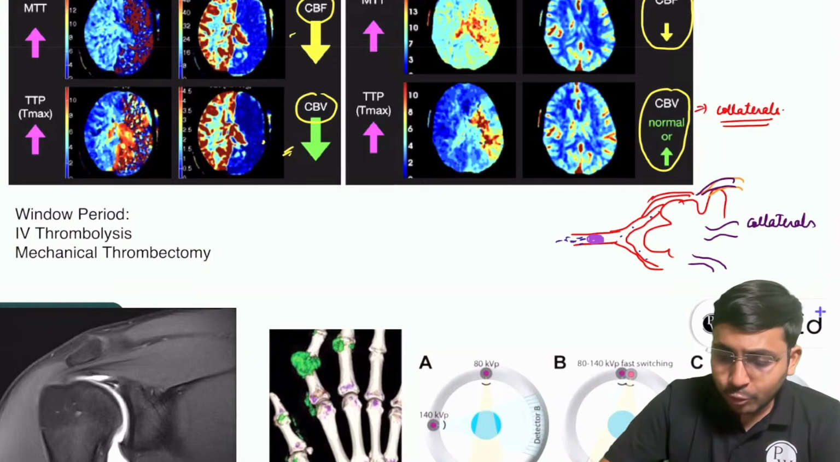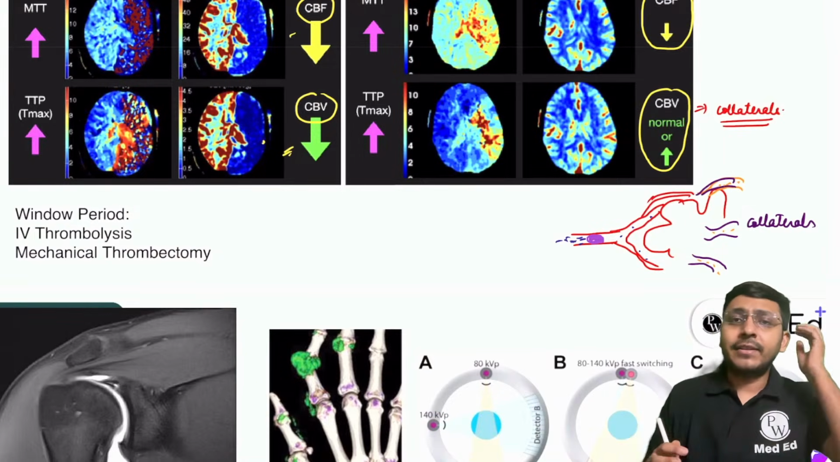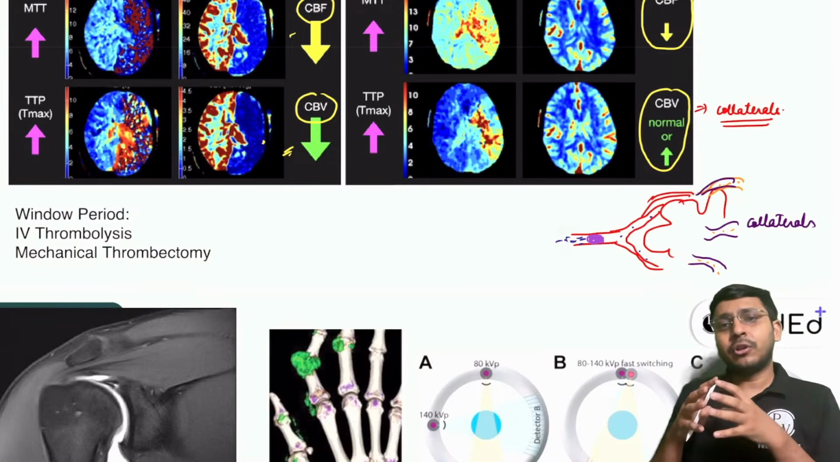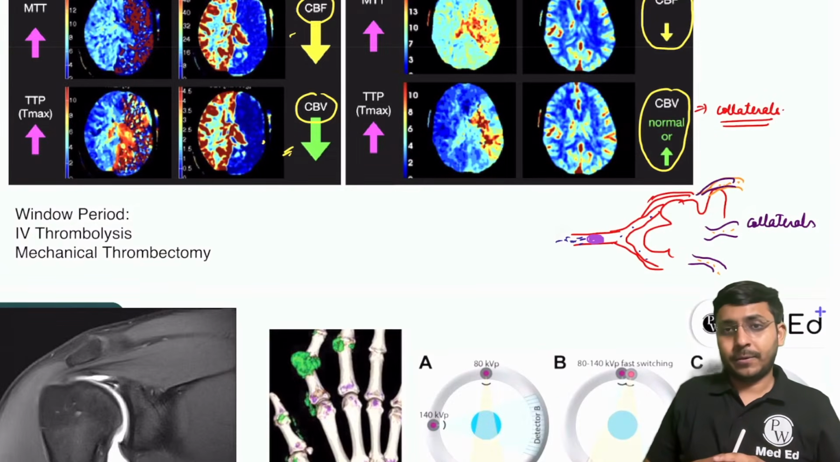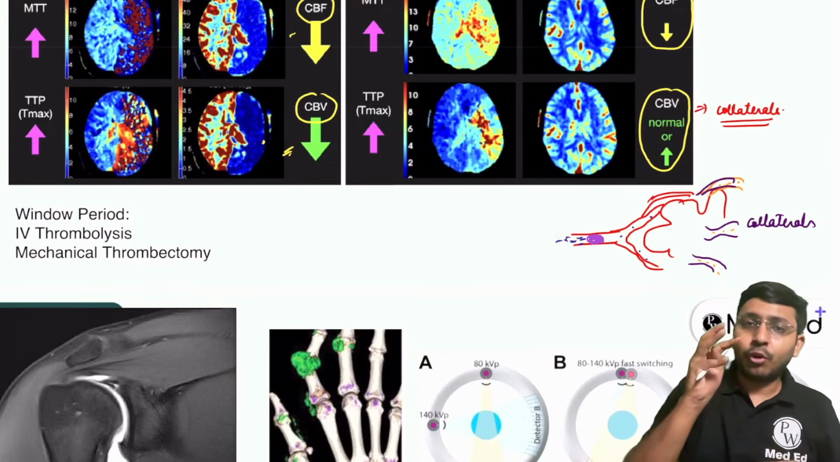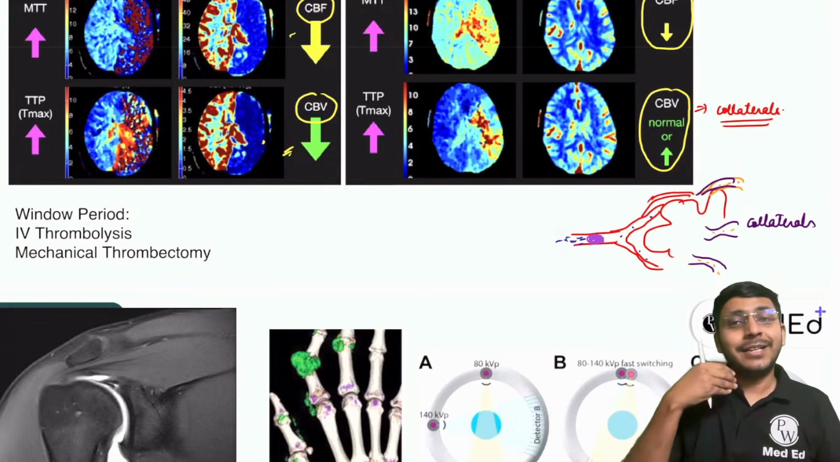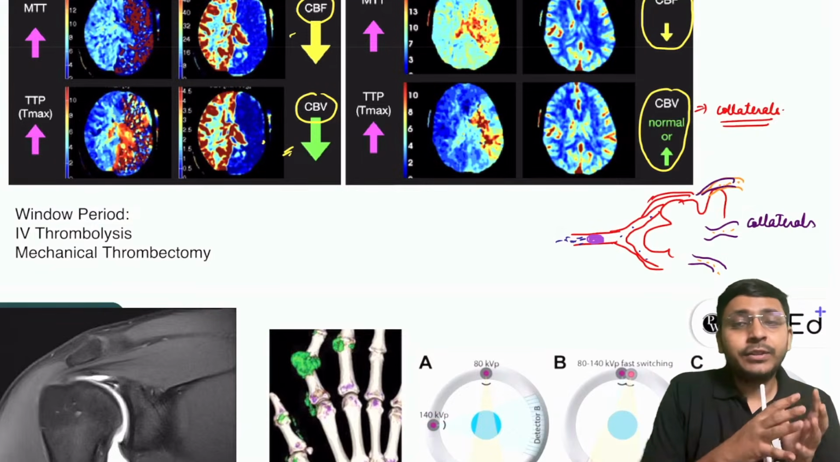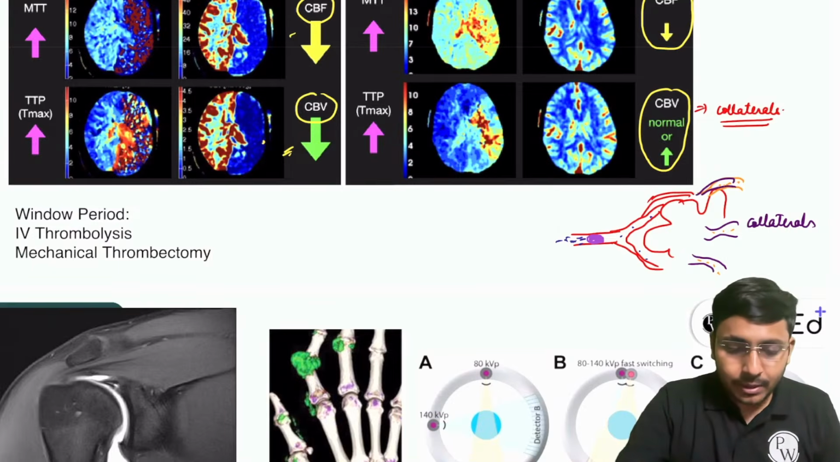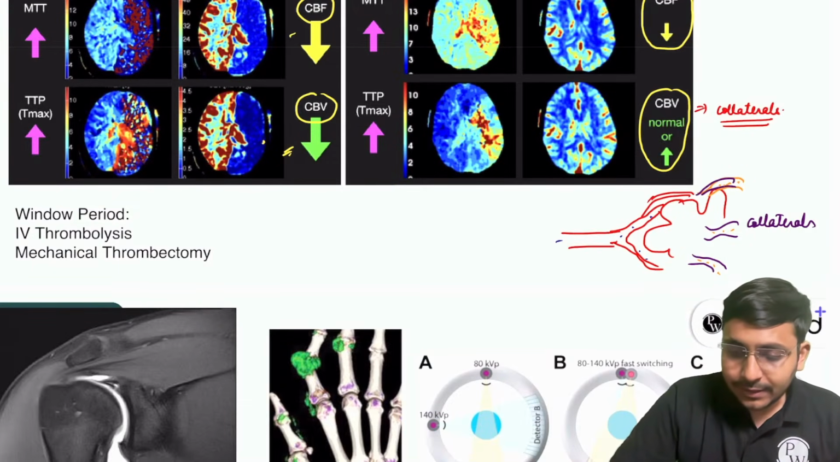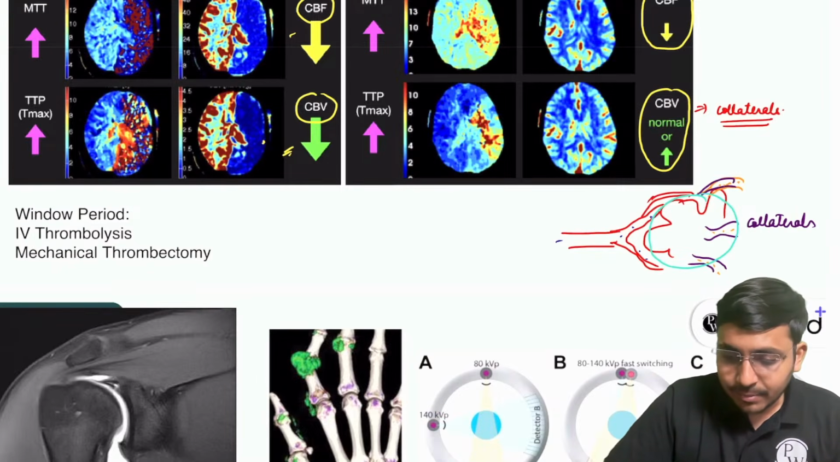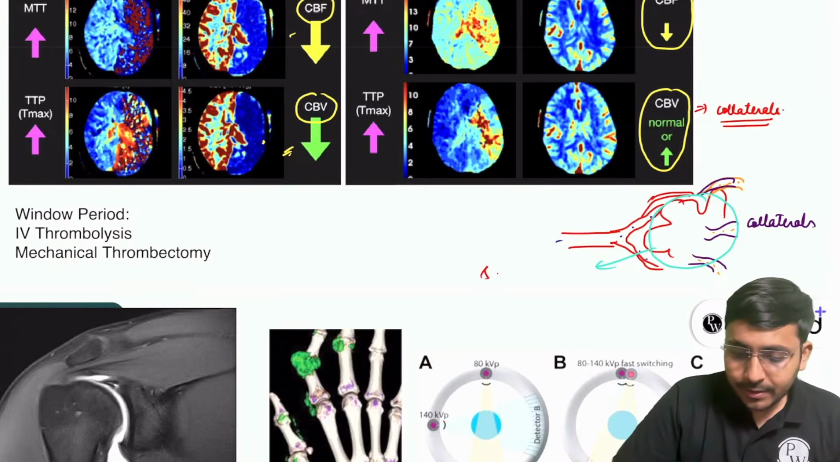And how does blood flow in collaterals? It flows slowly in collaterals. So you will have cerebral blood volume normal, but blood flow to that area is reduced. And because cerebral blood volume is normal, the cells are still functioning, but at a reduced capacity. So if you are able to remove this clot, then this tissue is salvageable tissue.